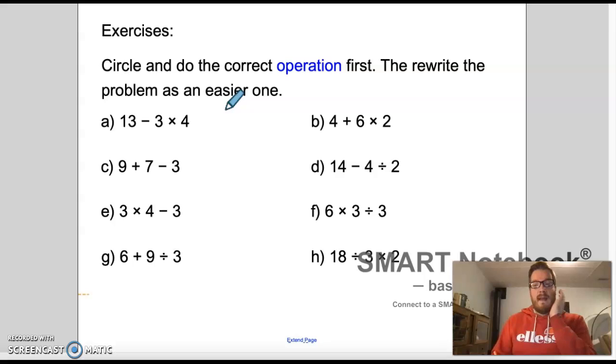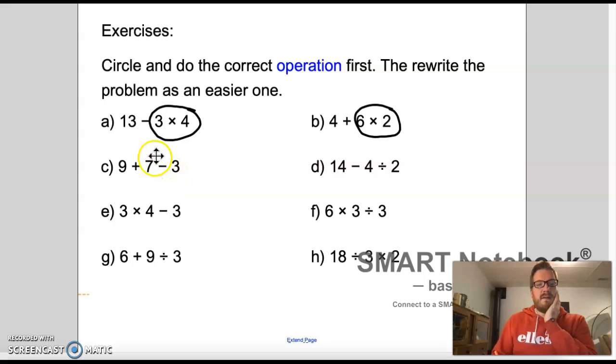Okay, so now we're going to just go through and circle the things that get done first. Sometimes it's going to be the first two terms, sometimes it'll be the second two terms. But again, multiplication gets done first. Now this one I only have addition, subtraction. So I just do addition, subtraction, left to right.